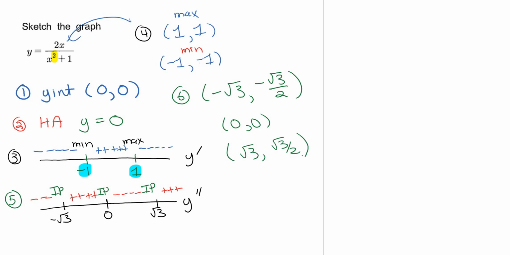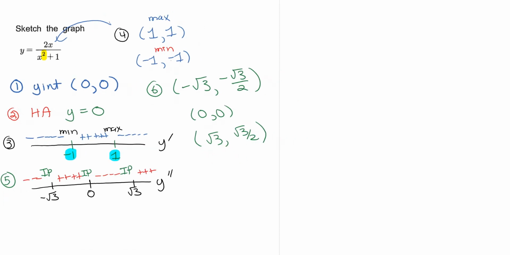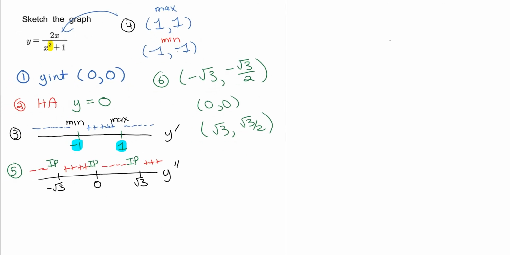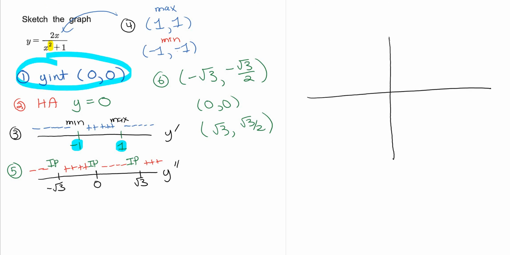Okay, so we're going to use all these results, and our goal is let's go ahead and sketch the graph now. Okay, so here's my x and y axes. Step number 1, let's go ahead and graph the y-intercept, which is at the point (0, 0). And let's go ahead and graph the maximum and minimum points next. So I have a maximum at (1, 1), and a minimum at -1, so since there's a minimum, I'll draw it like that. And this is the point (-1, -1).